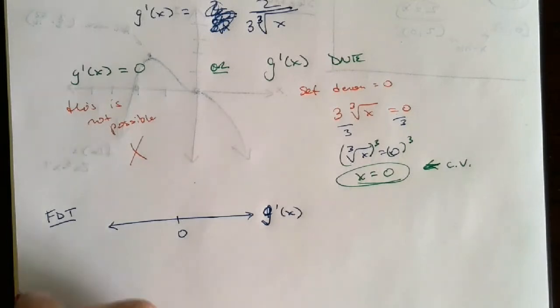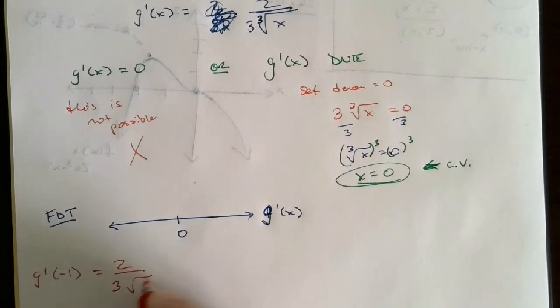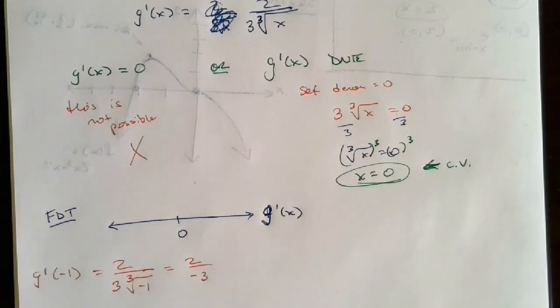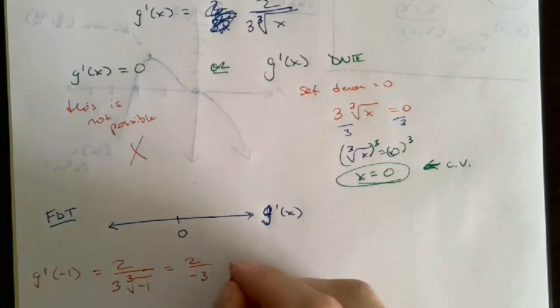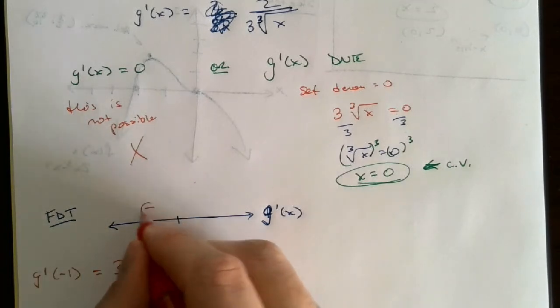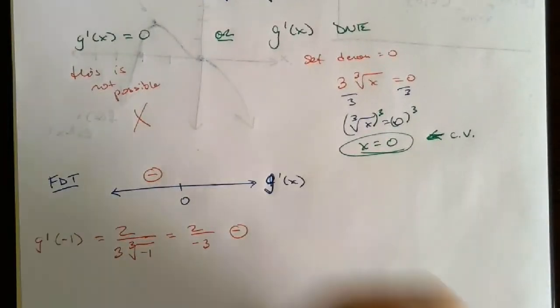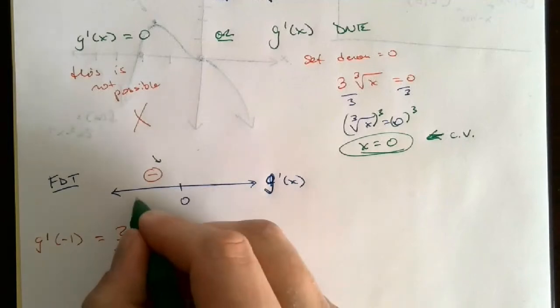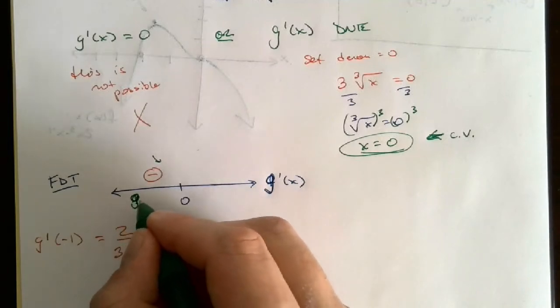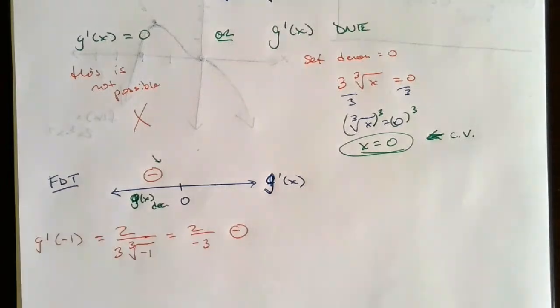So if I use g prime of something to the left of 0, I'll say -1, you end up with 2 over 3 times the cubed root of -1. The cubed root of -1 is -1, times 3 is -3. The important thing, remember, is we care about the sign of this, positive or negative. This is going to be negative. So I know to the left of 0, g prime of x is going to be negative. Well, what does that tell you about the original function? It tells you the slopes are going downward, so g of x is decreasing there.